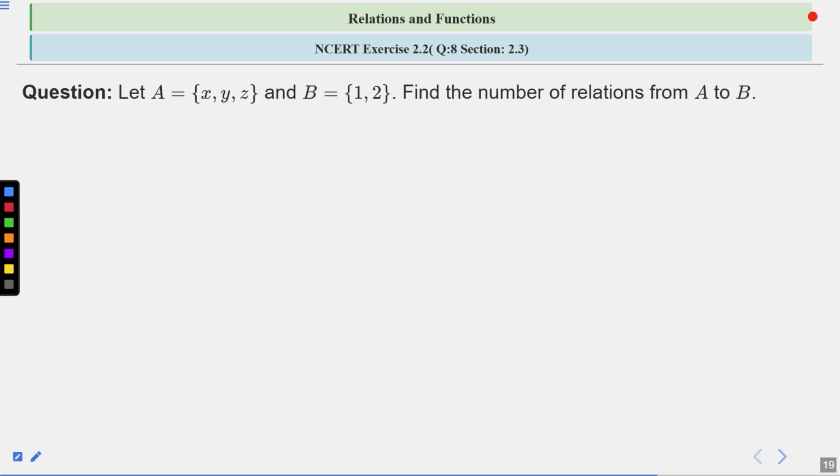This question: set A with 3 elements x, y, z, set B with 2 elements 1, 2. Then find out the number of relations from set A to B. You'll have some seconds to try this problem, then afterwards we will move on to the solution slide. So your time starts now. The time is up.